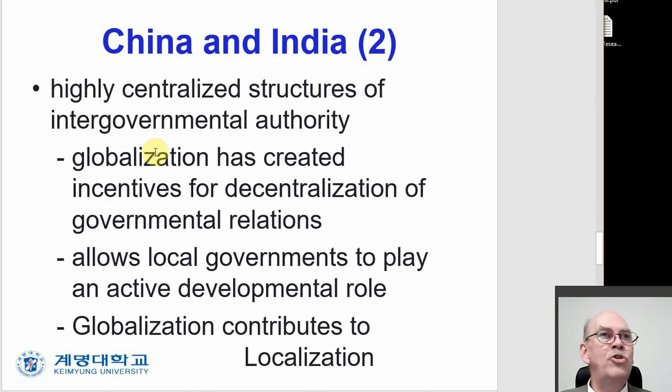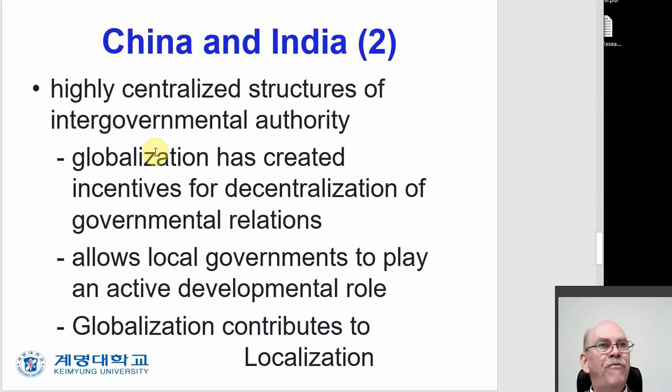But globalization has created reasons, incentives, for decentralization. For example, if this province or large city can encourage a foreign company to come here, that's good. The whole country will win. If the country tried to do it by itself, then they would have to decide which place. Sometimes, let the local government do it. Globalization allows local governments to be more active in their own development. They don't have to be passive. They don't have to wait and hope that the national government does something for them.